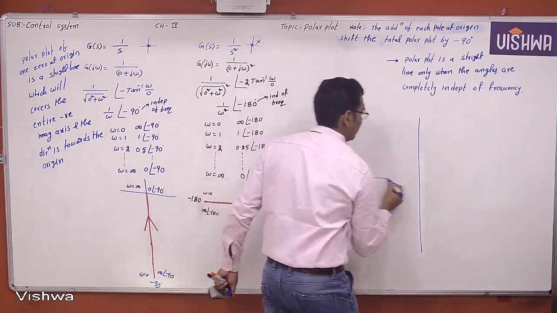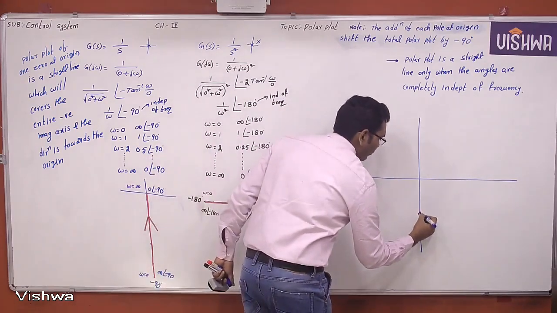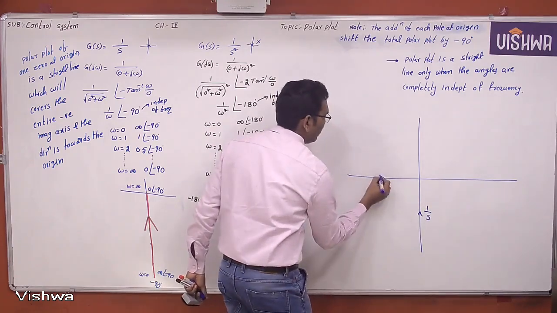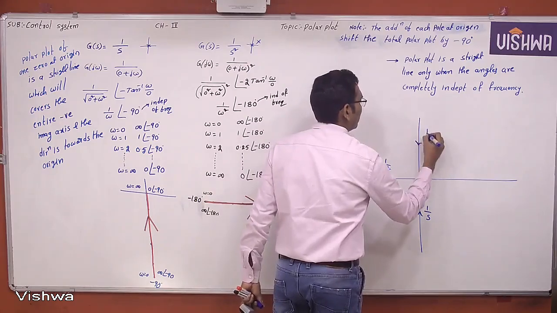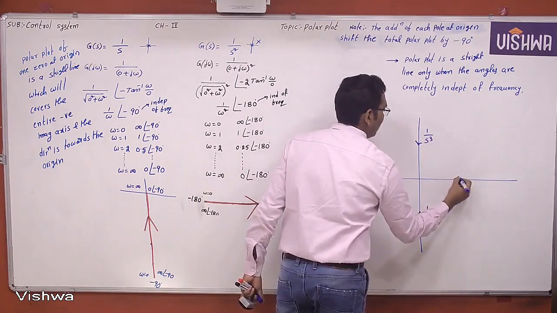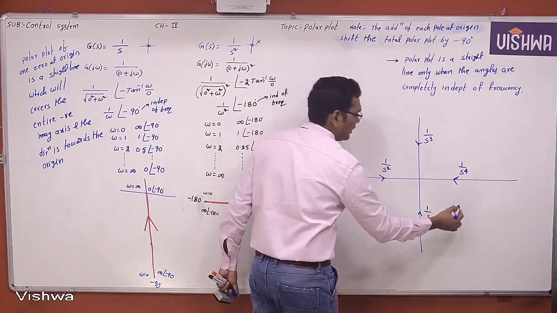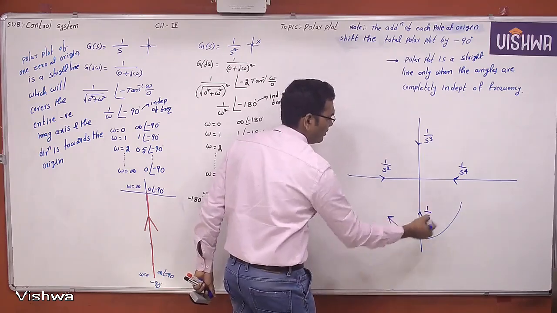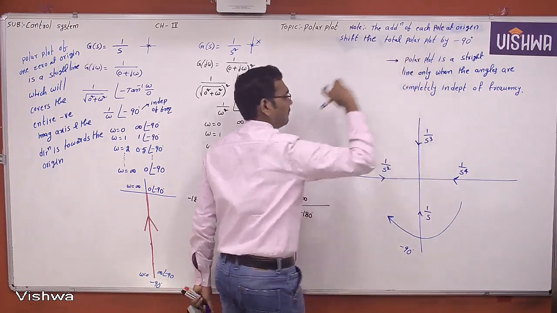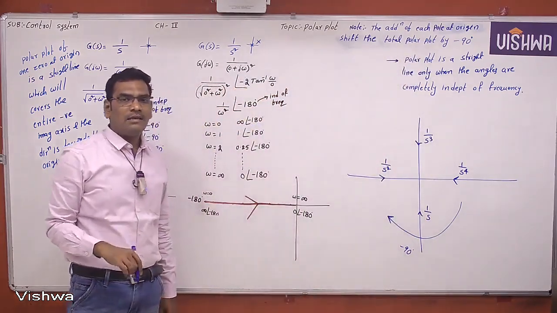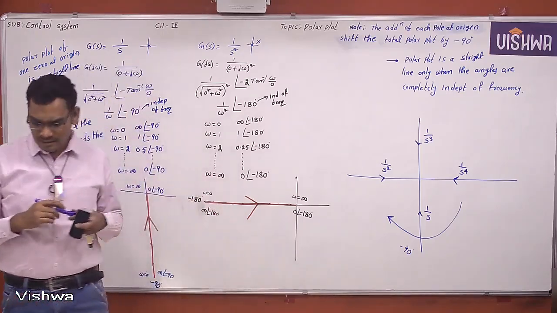You can easily find. Now see here, this is the polar plot of one pole at origin. This is the polar plot of two poles at origin. This is the polar plot of three poles at origin. This is the polar plot of four poles at origin, like this. So the addition of each pole at origin shifts the total polar plot by minus 90 degrees in the clockwise direction. Clear or not? Okay. Now the polar plot is a straight line only when the angles are completely independent.